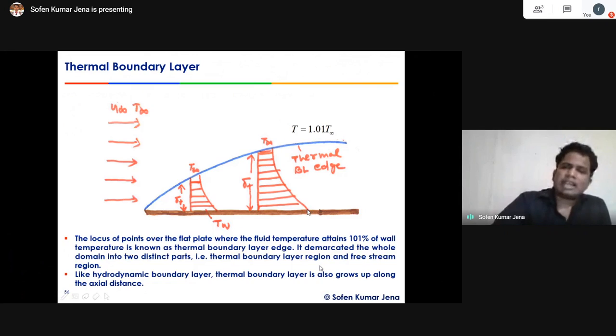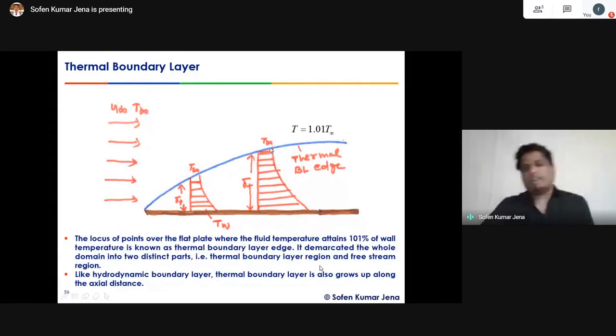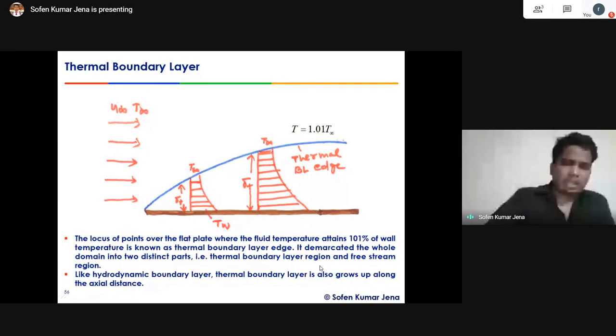In this case, the temperature is higher, right? So gradually the temperature goes on decreasing, and this is approaching the free stream temperature, which is low, right? So in this case, we assume when the temperature of the flow is around 1.01, that is 101% of the temperature of the flat plate, then that region will compute as a thermal boundary layer, right?